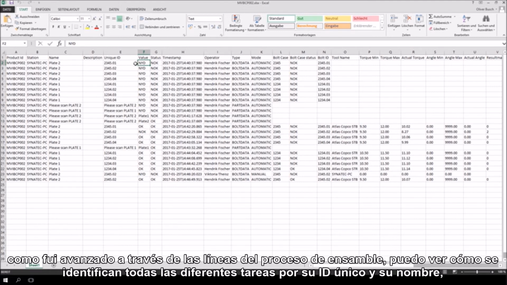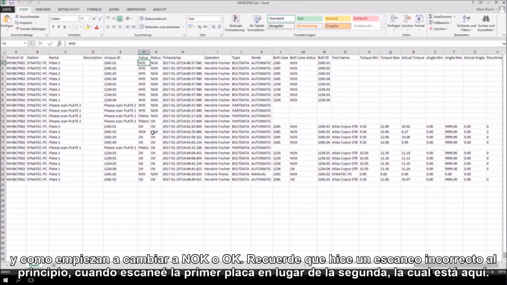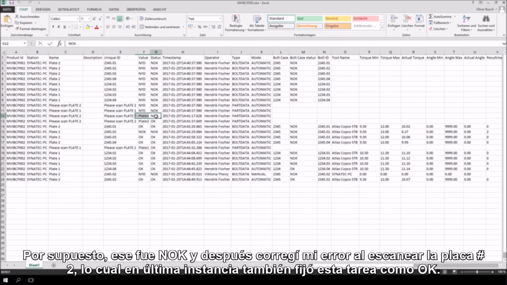And then as I go through the lines of the assembly process, I can see how all of the different tasks identified by their unique ID and by their name start to change to either NOK or OK. Remember that I did an incorrect scan at first when I scanned the first plate. Instead of scanning plate 2, I scanned plate number 1, which is right here. That was, of course, not okay. And then I corrected my mistake by scanning plate number 2, which ultimately also set this task to okay.